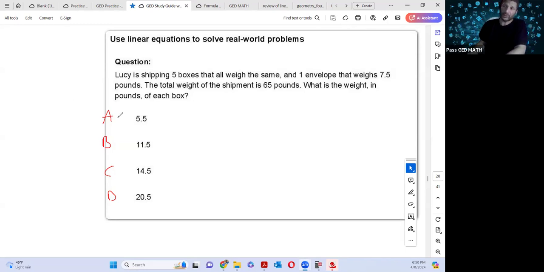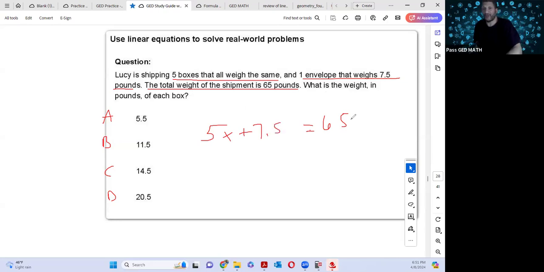Watch this. This problem should take you less than 1 or 2 minutes. She's shipping 5 boxes that all weigh the same. One envelope weighs 7.5 pounds. The total weight is 65. So I know my total must be equal to 65. That's just setting up an equation. You should know that. Now, I don't know how much the boxes weigh. That is an unknown. So 5 times whatever they weigh plus 7.5 is equal to 65. That's how you set it up algebraically. 5 times how much they weigh plus 7.5 should be equal to 65 pounds.